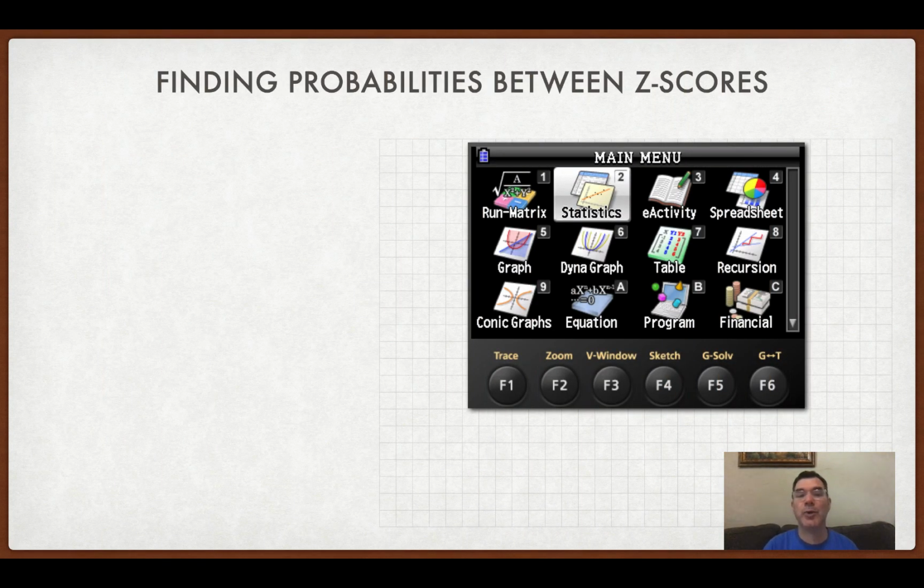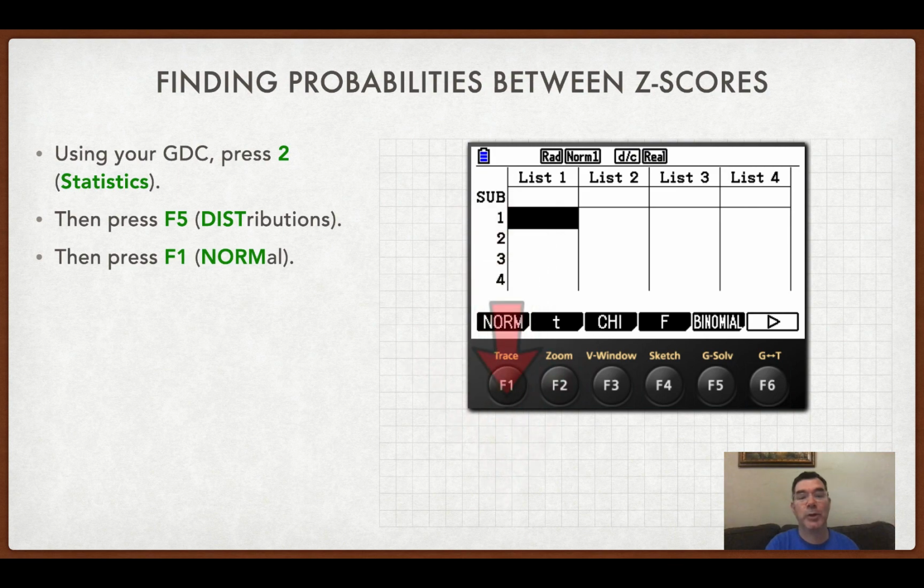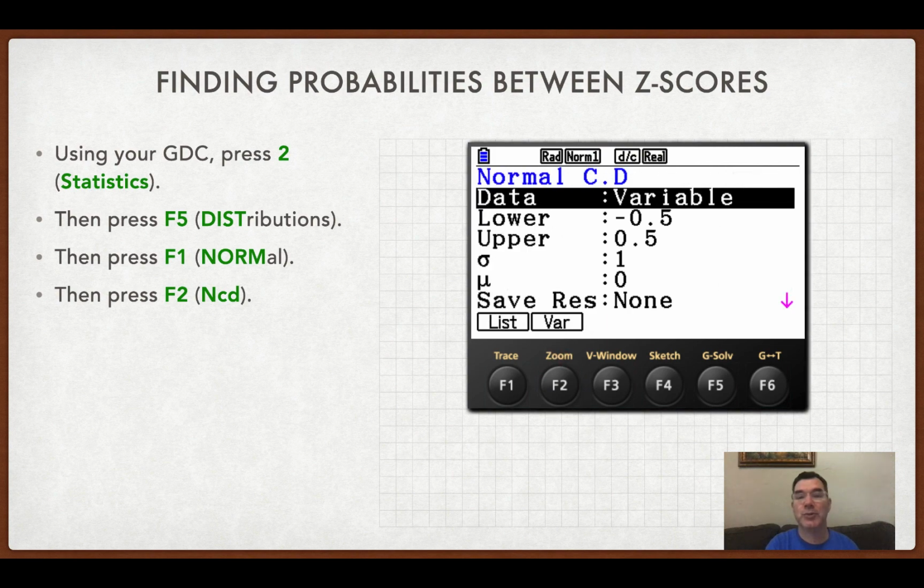All right, so here's how you would find a probability between any two z-scores. So what you would do is you would go to statistics, and you would go to F5, which is distributions, and we would go to F1, which is your normal distribution, and then we would go to the normal cumulative distribution because we are trying to find a probability between two x values or z values.